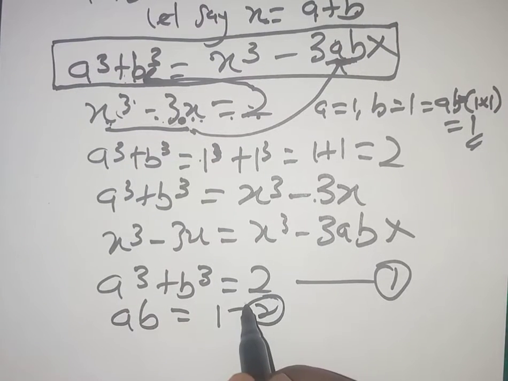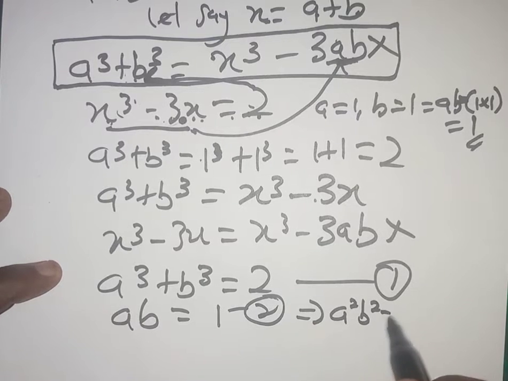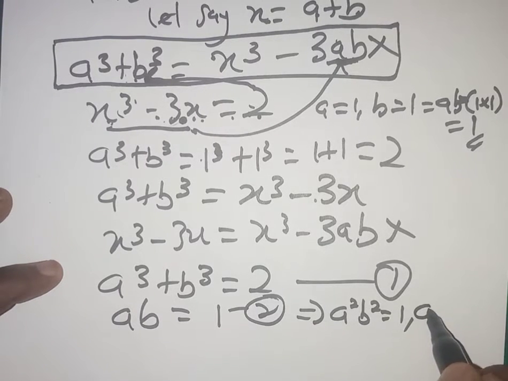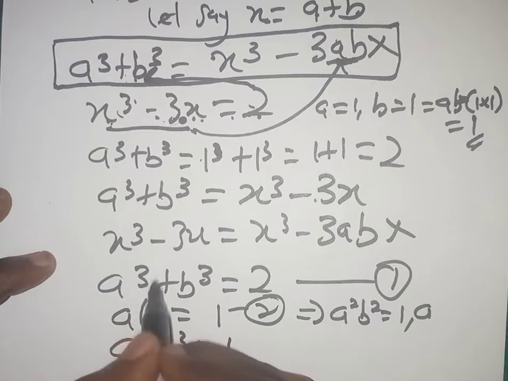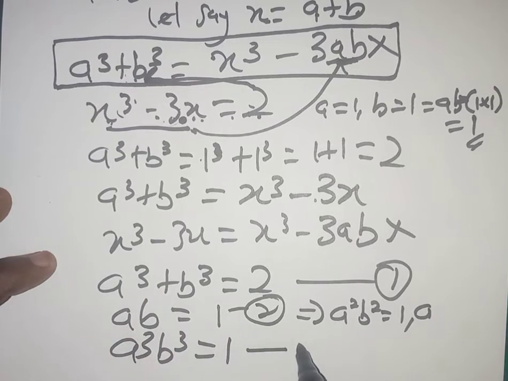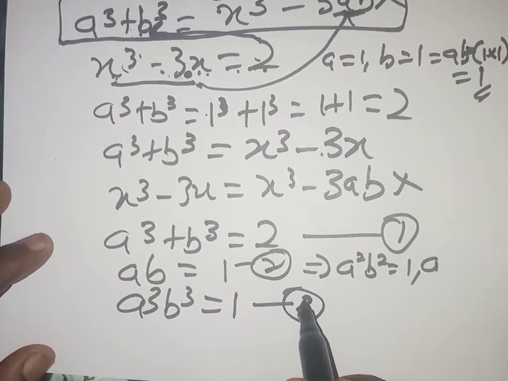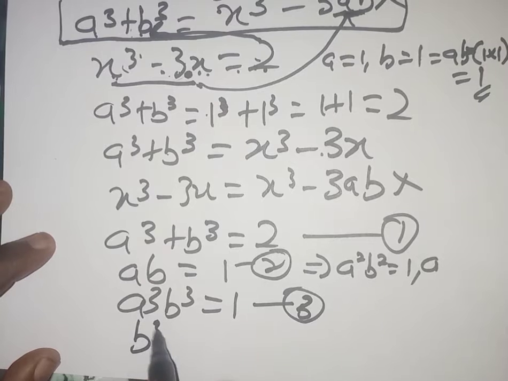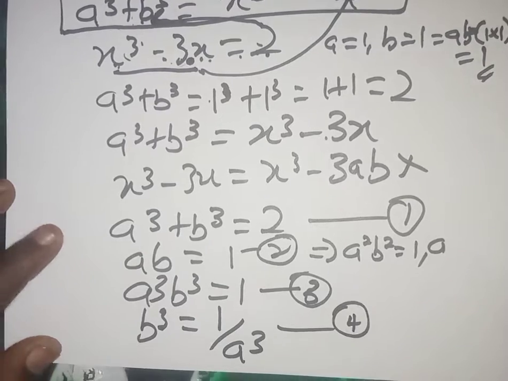Now this equation here also implies that a squared b squared is also equal to 1. It's the same way when I have a cube multiplied by b cube is also equal to 1. I'm using cube because the first equation also has cube, so let's use that one. Let's call this one equation 3. Now from equation 3 we can write the whole equation, making one of the variables the subject. So let's make b cube the subject. We have 1 over a cube here, and let's call this one equation 4.